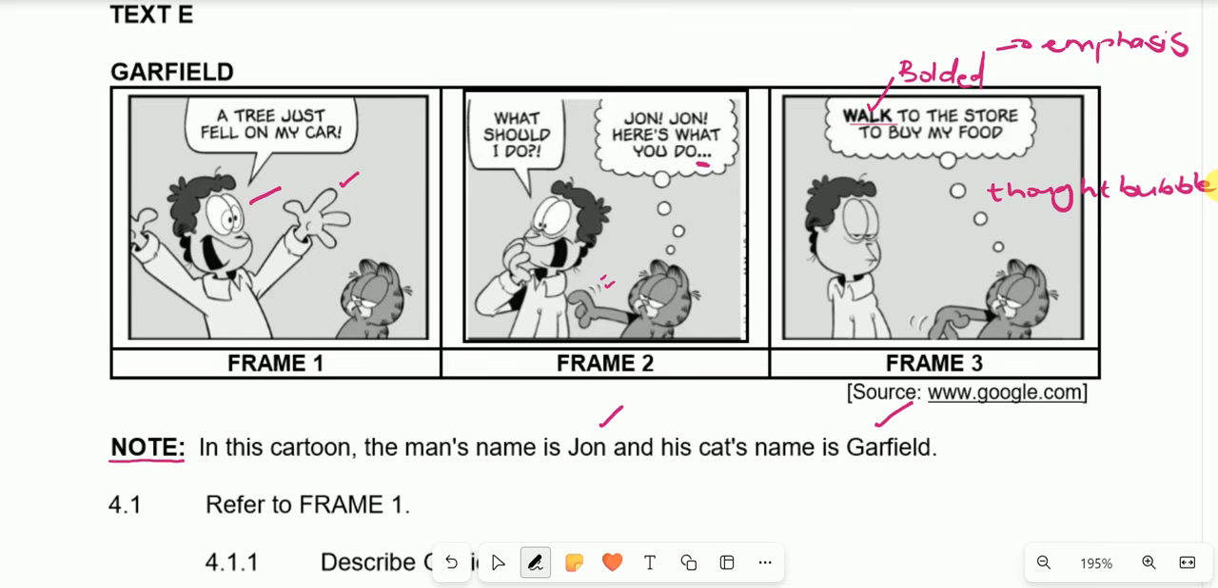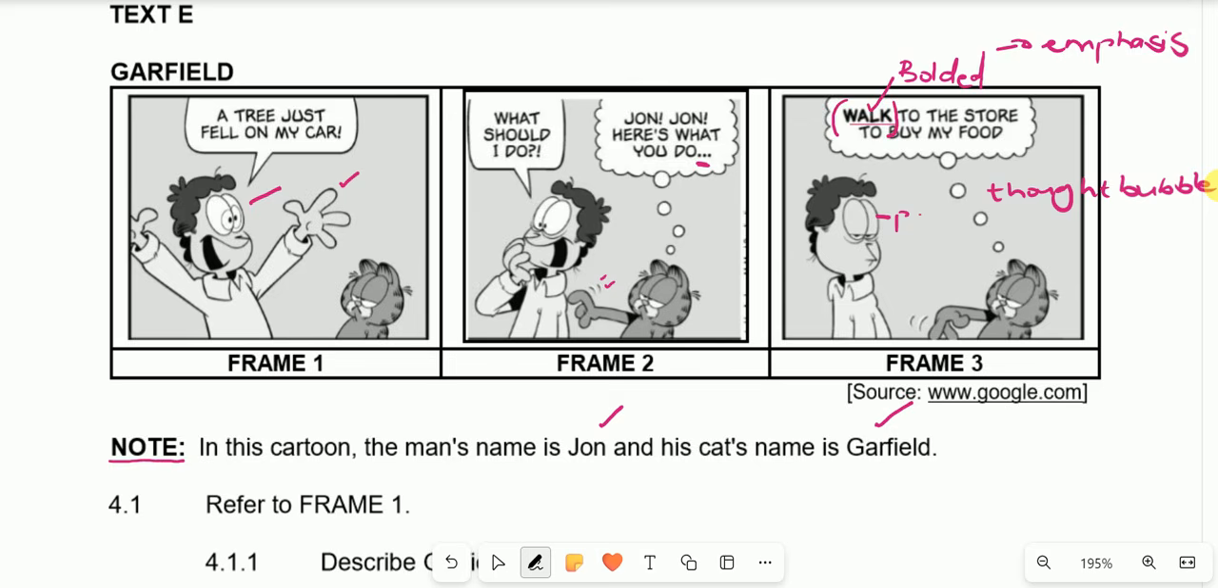He said, what is another alternative? Walk to the store to buy what? My food. And then you look at John's facial expression. It's different from how he was in frame 1 and frame 2. There is no excitement here. You look at the last frame, the eyes are no longer wide open, the eyes are partially closed, and the lips are pursed or tightly closed. And then this shows what?